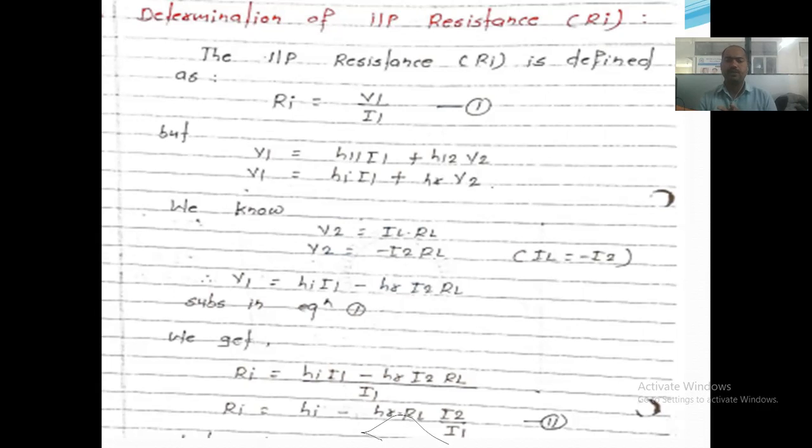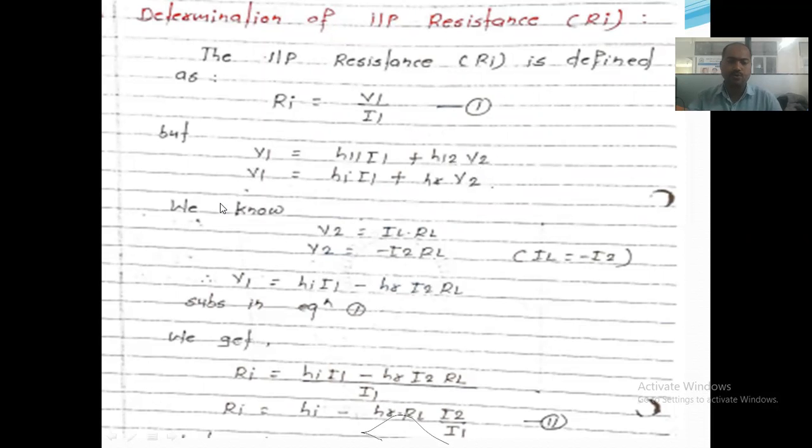Okay, so we know that H11 indicates the ratio of the input voltage to the input current, so it is called the input impedance. So Hi into I1 plus H12. H12 indicates the ratio of the input voltage to the output voltage, so it is called the reverse voltage, because output to the input is forward. So it is called Hr into V2.